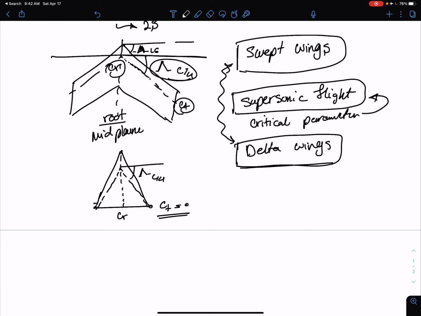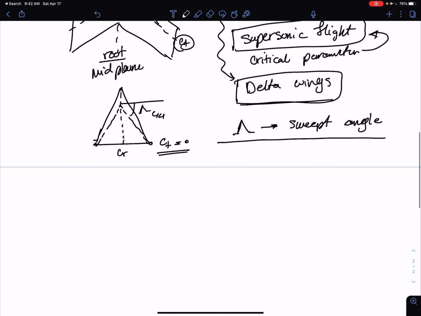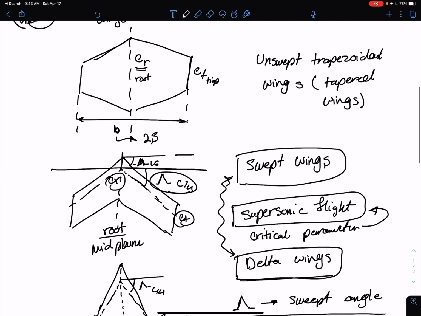And sweep angle itself is going to be, so lambda is sweep angle, just to emphasize this. The sweep angle itself can cause major changes to your wing characteristics, like the maximum lift and the stall conditions, and also it will change the compressibility effects of the wing, which hasn't been the topic of the discussion in our course. Let's go back to the rectangular wing.